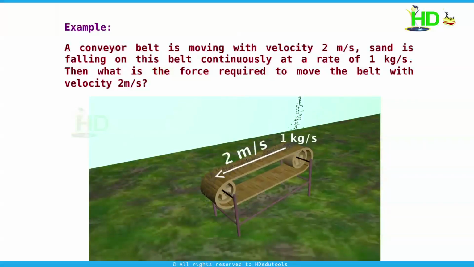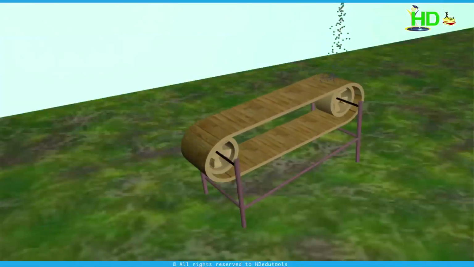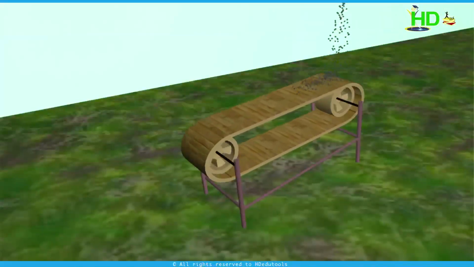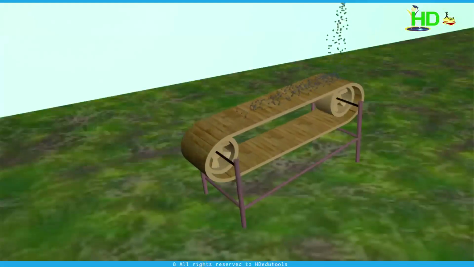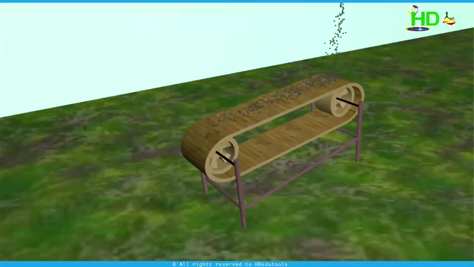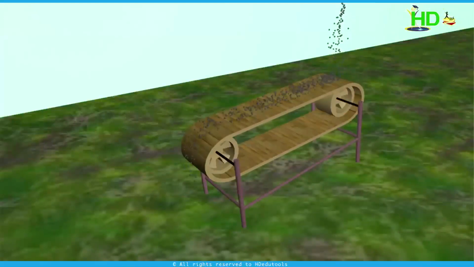In the previous problem we discussed that no force is required to move a body with constant velocity. Can we apply the same here? No, we can't apply it. Why? Because we have to move the conveyor belt with constant velocity, but the mass falling on the belt is not constant. The sand is falling on this belt continuously at a rate of 1 kg per second. That means mass is varying.